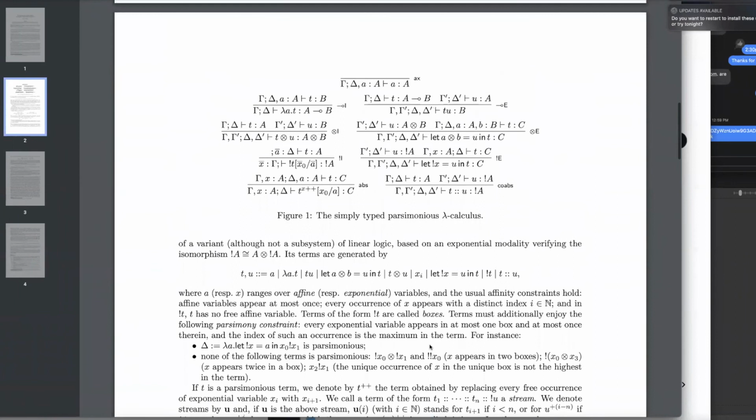All right, so moving on to the types. So he's presenting them in terms of introduction and elimination rules. So everything on the left is an introduction, and everything on the right is an elimination, with the exception of the abs and coabs. So we'll have to take a look at that in just a minute.